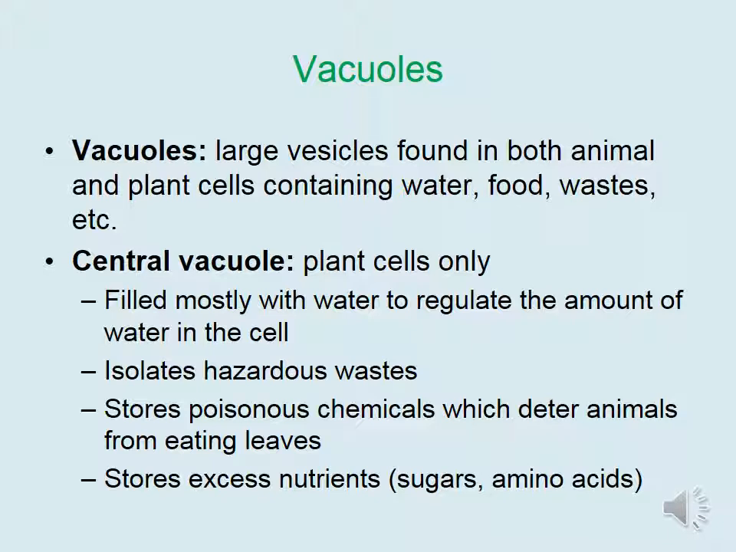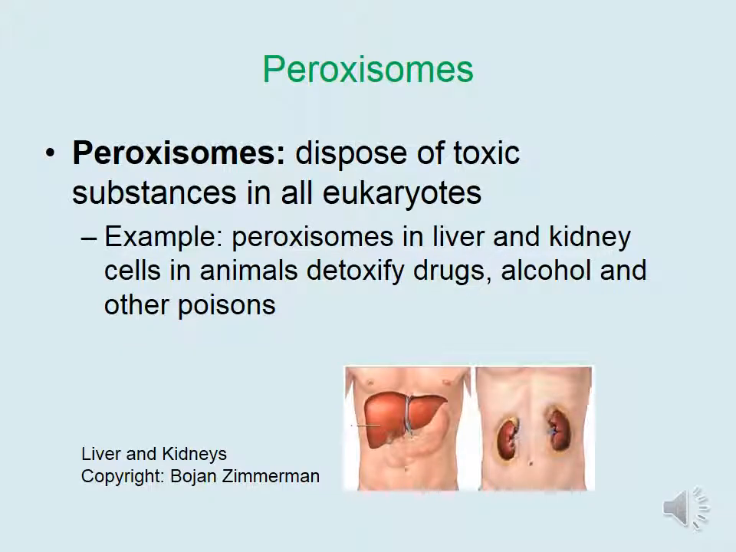of drought. The central vacuole also isolates hazardous waste products as well as stores poisonous chemicals which deter animals from eating the leaves. Consider poison ivy or poison oak, which contains some of these chemicals. Once an animal gets a rash on its mouth after eating one of these poisonous plants, it will no longer eat the plant. Lastly, the central vacuole stores excess nutrients such as sugars and amino acids.